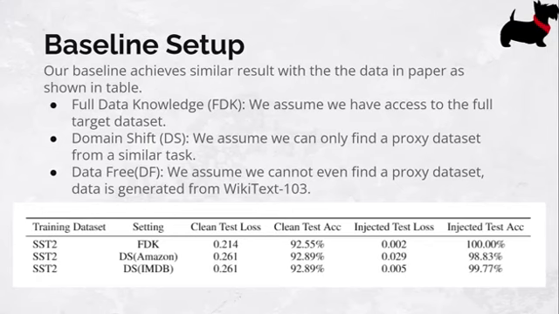The second one is the domain shift. We assume that we can only find a proxy dataset from a similar task. And the last one is data free. Basically, we pick a general dataset, which here is WikiText-103. The following diagram is the baseline test result. We can see a very high injection test accuracy.